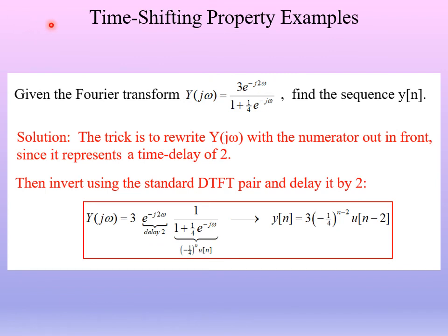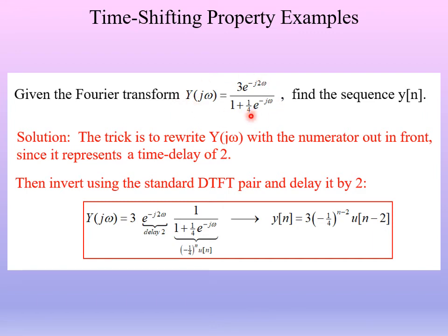Now here's one where we're going to work backwards. This is again going to use the time-shifting property. So suppose that we are given a Fourier transform that looks like this thing right here: 3 times e to the minus j2 omega over 1 plus 1/4 e to the minus j omega. And we're asked to find the inverse Fourier transform, or in other words, find the sequence y of n that has this as its transform.